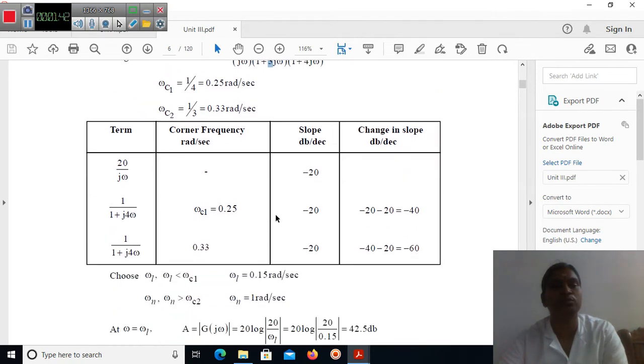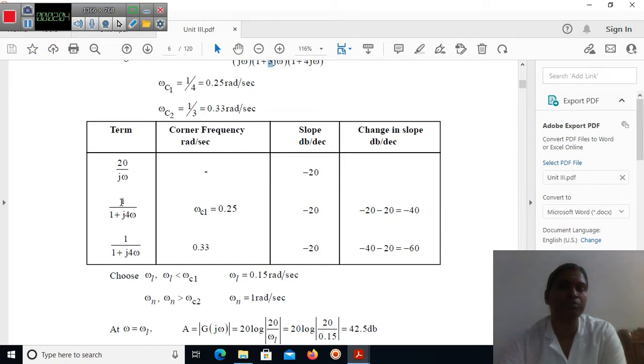Next we have to calculate the corner frequency and the slope. First we take the term 20 divided by j omega. There is no corner frequency because it is a constant term. The slope is minus 20 dB per decade. Here there is no change in slope.